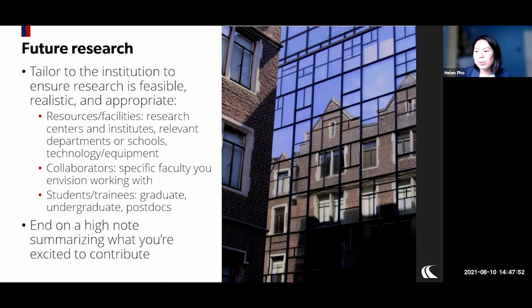So summarizing what you're excited to contribute and to bring to this campus, to the institution, to the department. And sometimes using the first person pronoun can be really helpful to just sum up just how excited you are and how much you're looking forward to the prospect of joining the department and what you'll bring. So that's a good way to end it on a high note.